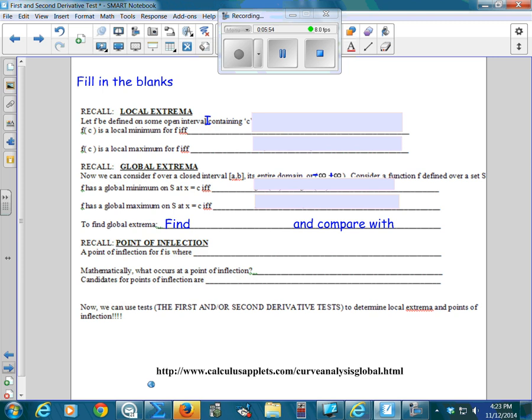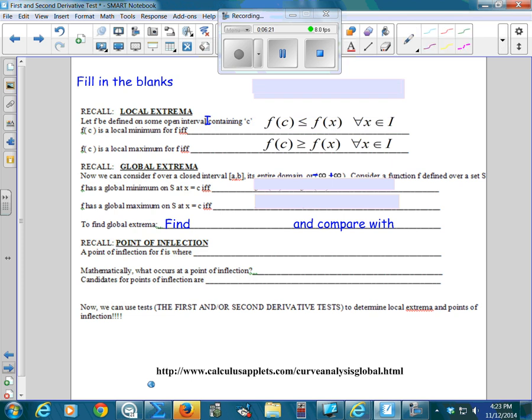We should have an idea also between the difference of local extrema and global extrema. So we know that f of c is a local minimum for f if and only if f of c is less than or equal to f of x for all x in that interval. I'm going to go quickly through this since this should still be fresh from a couple chapters ago. We know that f of c is a local maximum if it is greater than or equal to all values. And note too, we do have the equal sign in there.